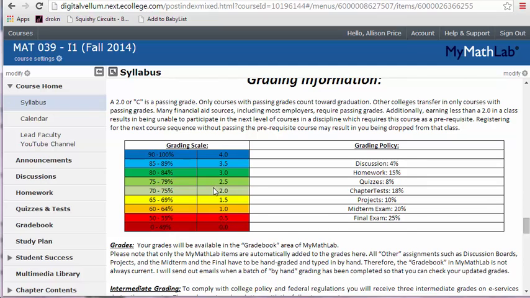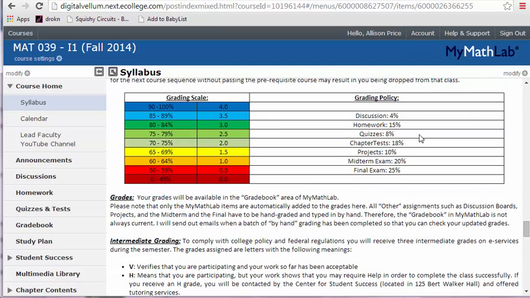Grading information. So of the assignments that I talked about a moment ago, discussions are 4% of your grade, homework 15, quizzes 8, the chapter tests are 18, chapter test being the test that you would take online, projects are 10, and the midterm and final, the exams you take offline, are 20 and 25% of the overall grade.